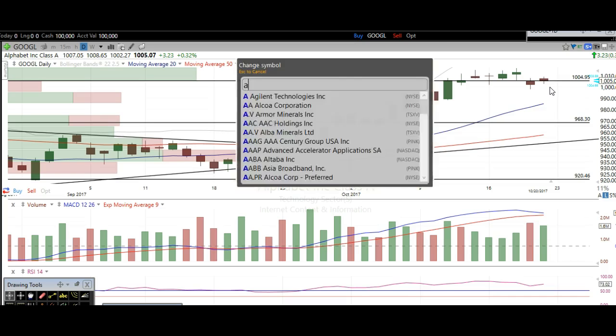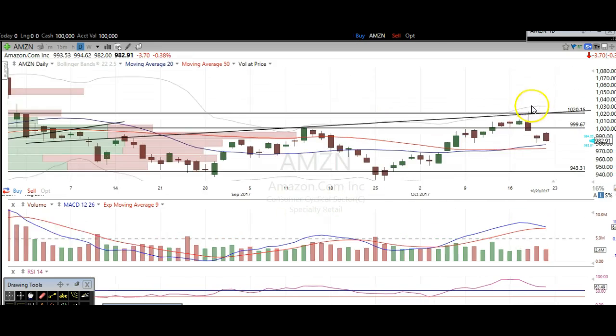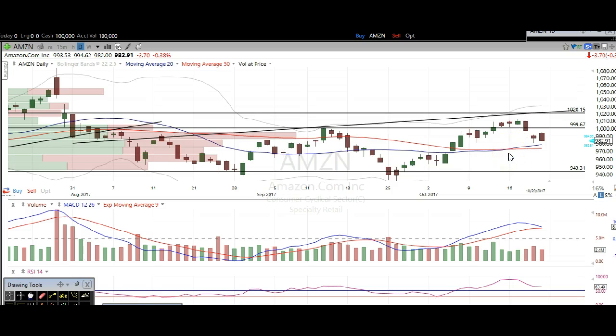The next one we're going to take a look at is Amazon. This is one that we had been calling for some downside on. We've been mentioning for quite some time that we still had to deal with this resistance level here that was created by this big gap down on earnings. So this is the last earnings reaction right here.